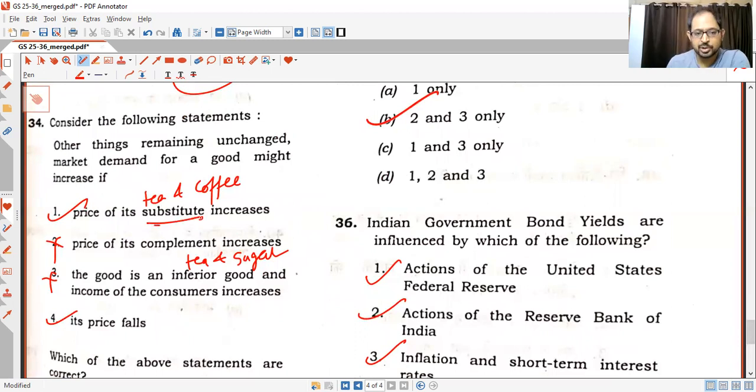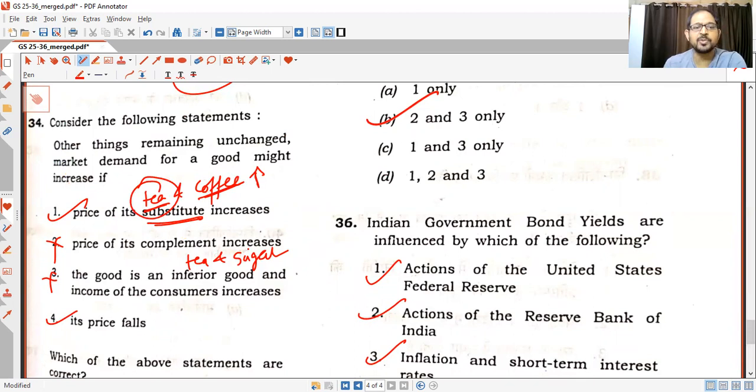So what are substitute goods? Tea and coffee. So the question was, all the other things remaining unchanged, how might market demand for a good increase? For example, tea and coffee. Coffee is a substitute for tea. If the price of coffee increases, the demand for tea may increase, right? So the first point is correct.